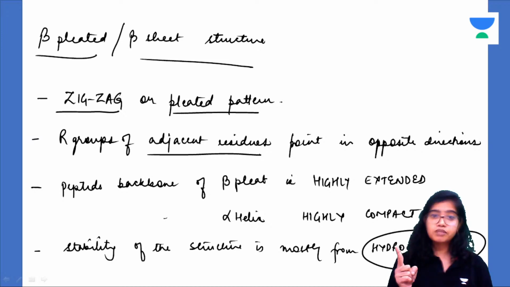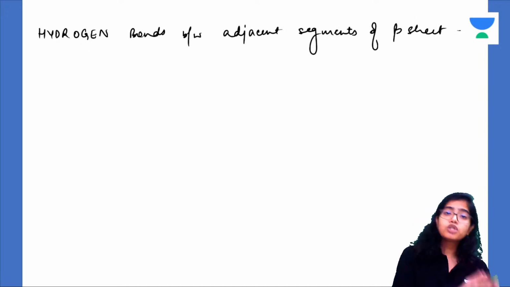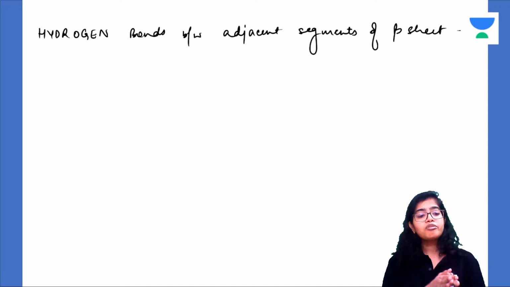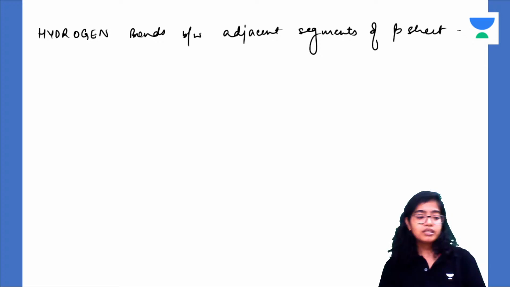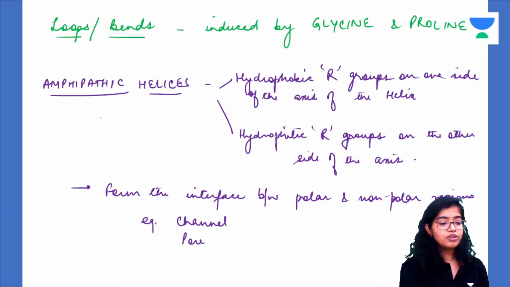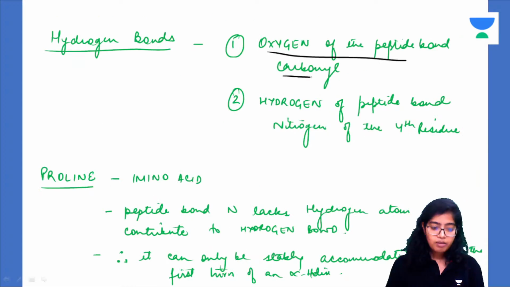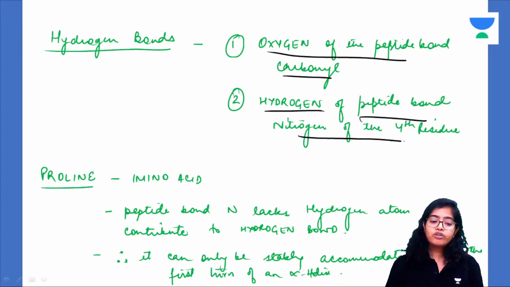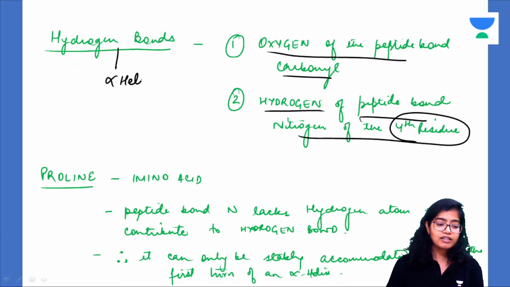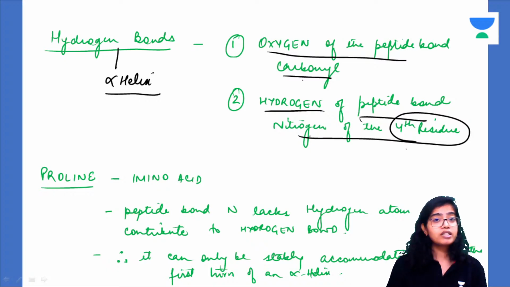Okay. Now, what is the difference between the type of hydrogen bonds in alpha helix and the type of hydrogen bond in beta pleated? What was the type of bond in alpha helix? You remember? Between oxygen of the peptide bond carbonyl and hydrogen of the peptide bond nitrogen of the fourth residue. Okay, this is the type of hydrogen bond in alpha helix.